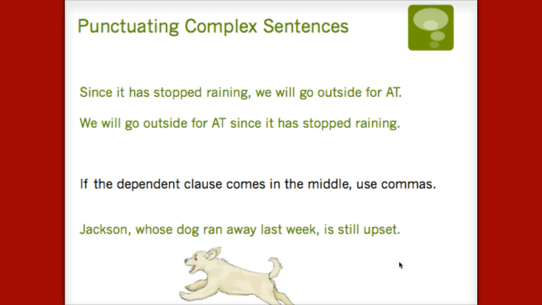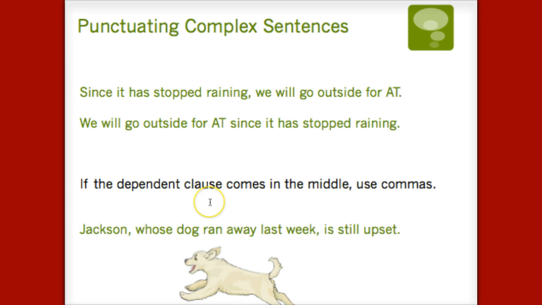Now, since it has stopped raining, we will go outside for AT. You'll notice again, the dependent clause is first, since is a signal word. We will go outside for AT is an independent clause. So every sentence must have an independent clause. Every sentence does not have to have a dependent clause. However, your writing will be more complex, obviously, if you can learn to combine these effectively. You'll notice when we flip the sentences, you no longer need the comma.